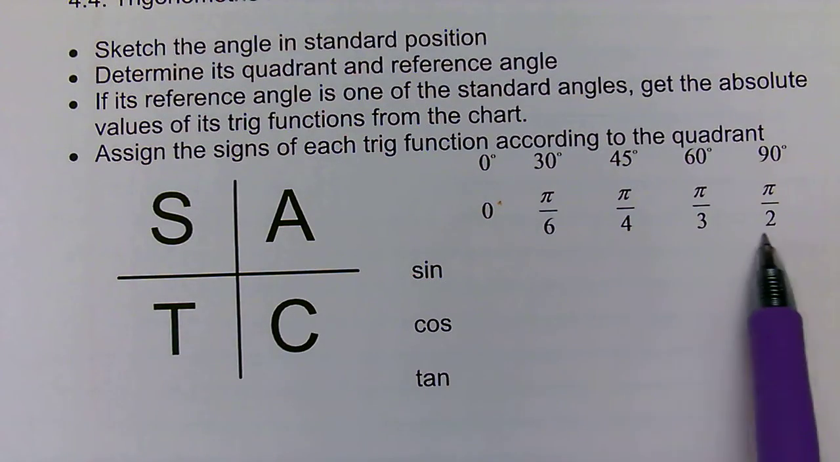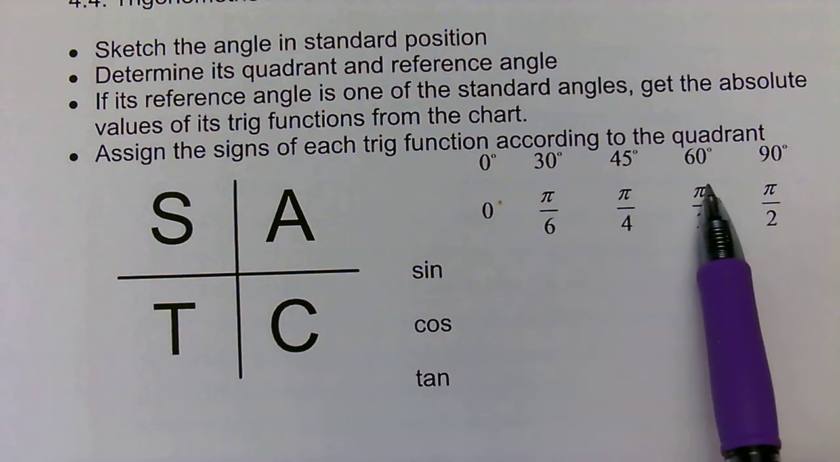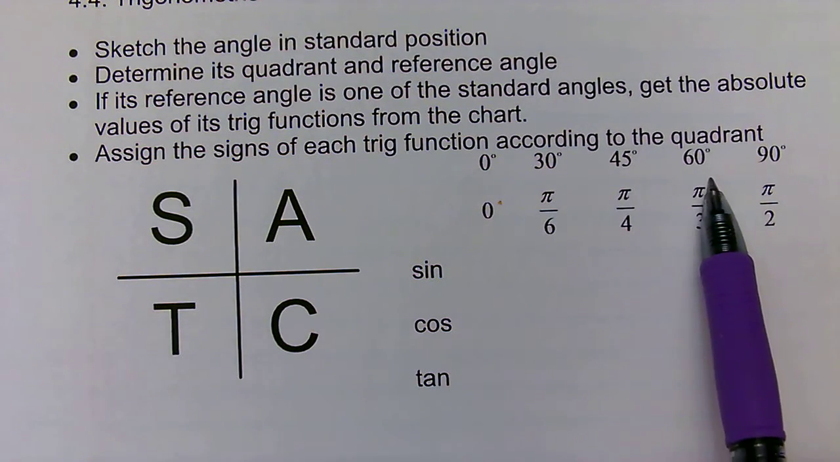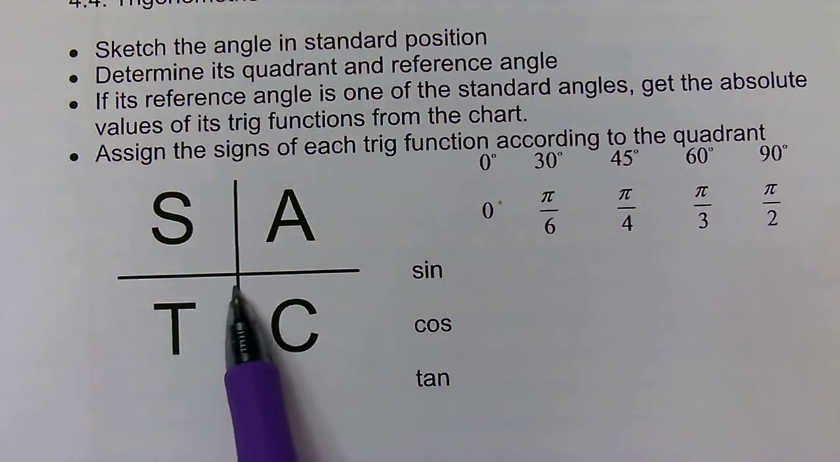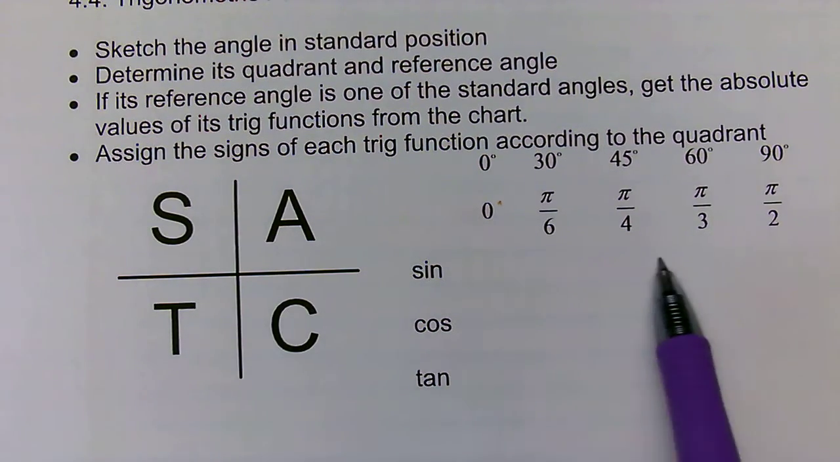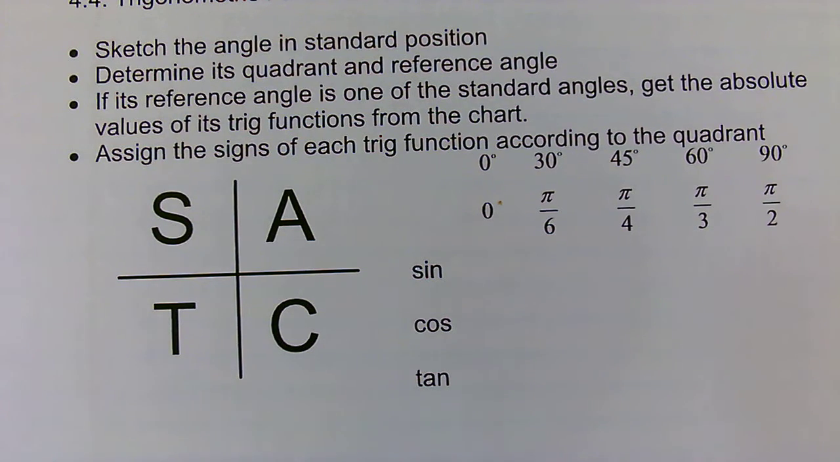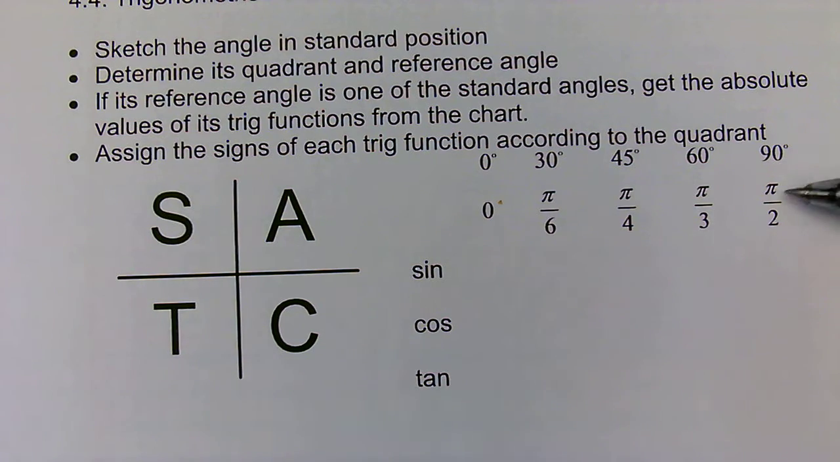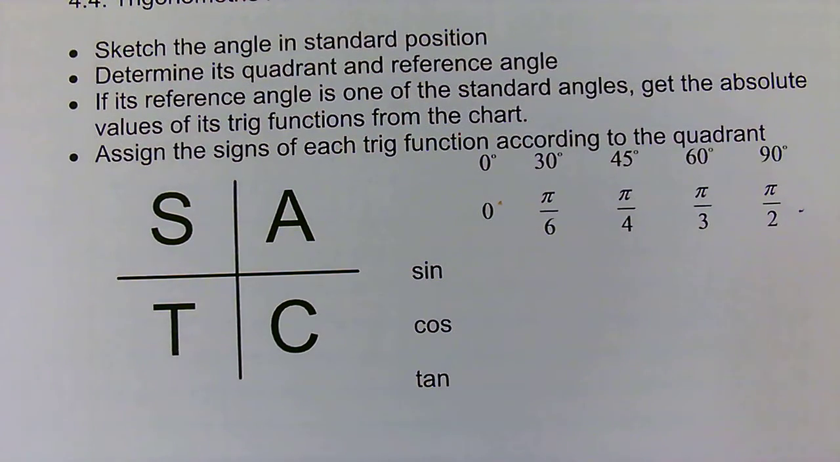If its reference angle is one of these standard angles, remember 30, 45, 60 were our special angles from geometry, and 0 and 90 are pretty special themselves because they lie on the axes. If its reference angle is one of these, then the trig function for the angle you started with will have the same absolute value as the trig function of that particular reference angle. And then you just change the signs depending on which quadrant it lies in.